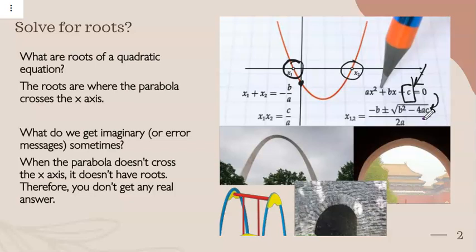it means that it doesn't actually cross the x-axis. That's all it means. It's pretty simple. That means it's just kind of like somewhere up here somewhere, or maybe it's down here and it's upside down. And so that's all that means. So it's not a mystery. It just doesn't cross the x-axis, so you don't actually have a real answer.